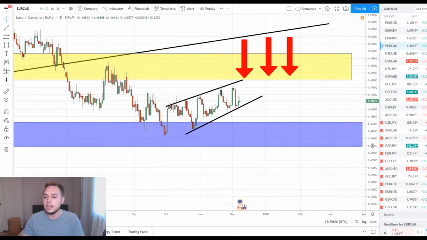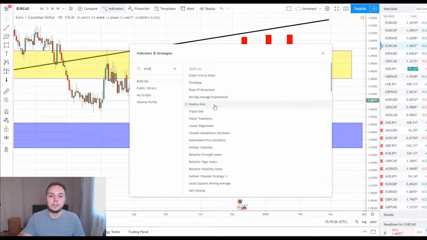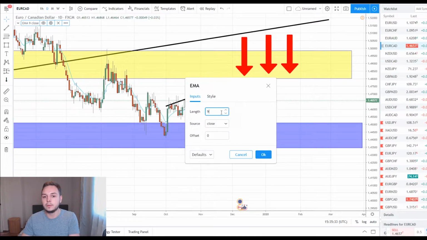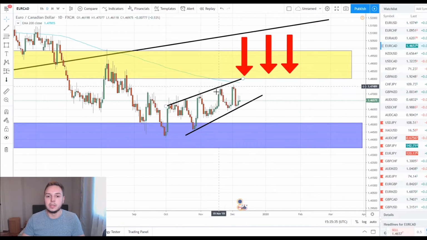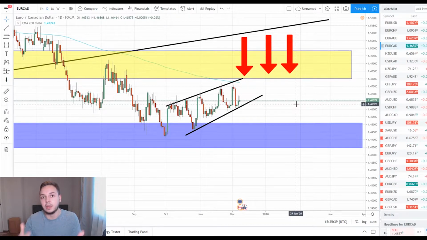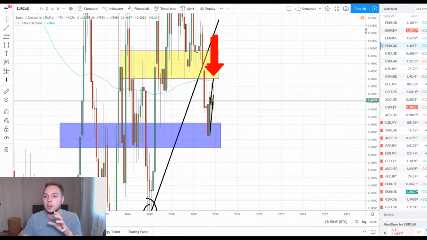I hope you understand. Even if you have a look at the EMA line, let's just put in EMA, there we go, moving average exponential. Let's just do 200. What do we see? Obviously we don't see much over here. It's trading towards the downside, which tells us that the market is in the seller's area on the daily time frame. But if we have a look on the monthly time frame, what do we see?